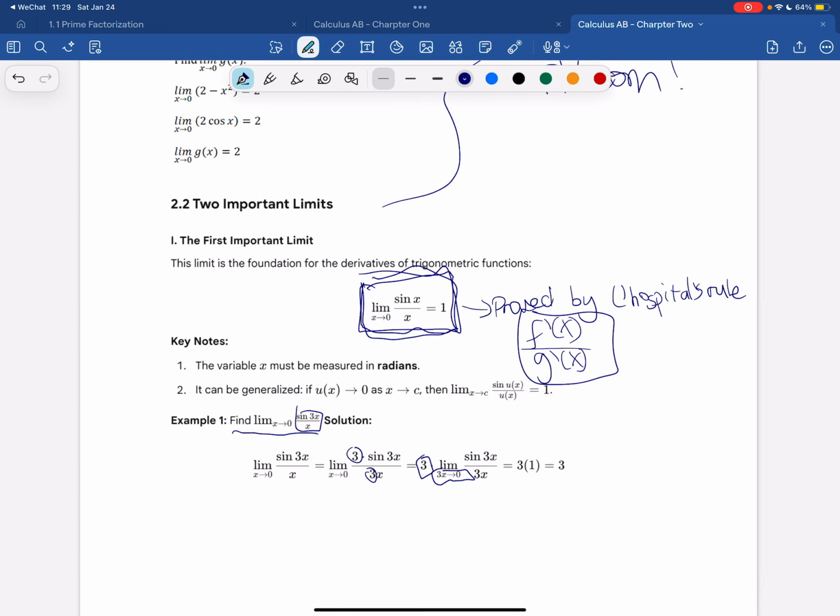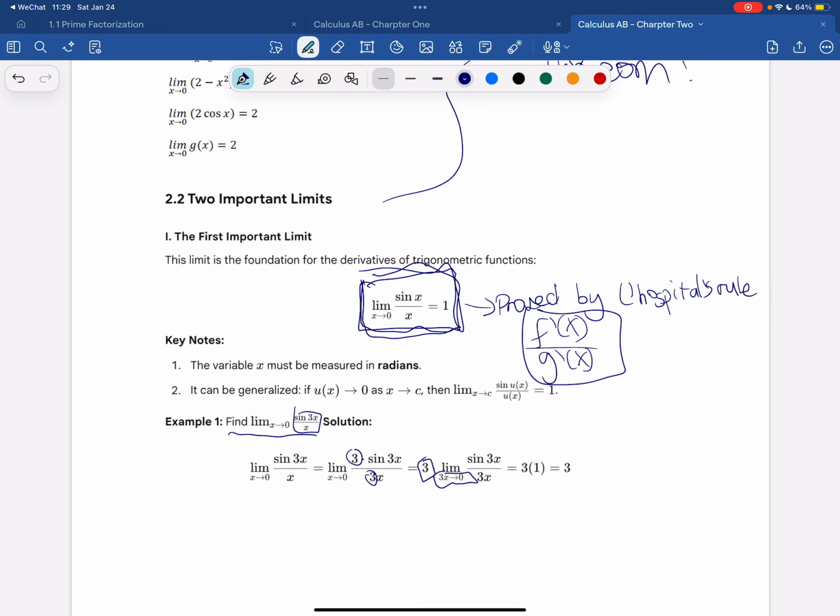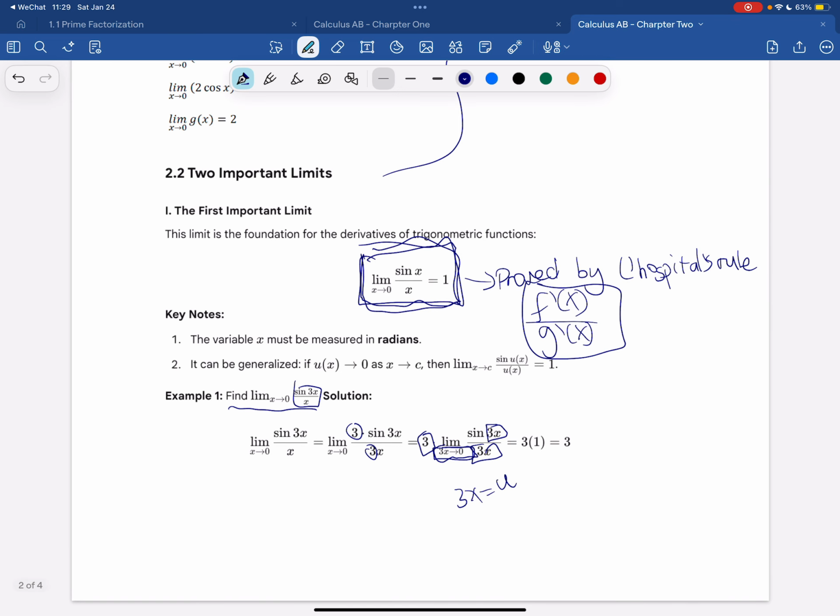because we want to get 3x approaching 0. Okay, so let me make this clear. Our main goal right here is to make 3x approach 0. Why? It's because these two are both 3x. So we want to make 3x equal to u as a substitution. So we make 3x equal to u, and it'll be the limit as u approaches 0 of sin u over u. And this is basically that theorem right here. These two are related, and this should be equal to 1, okay?